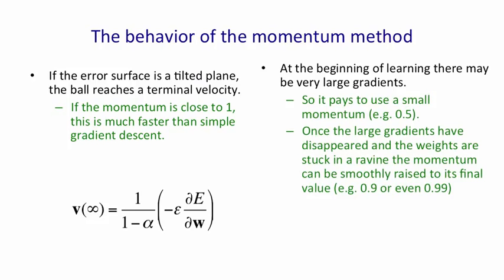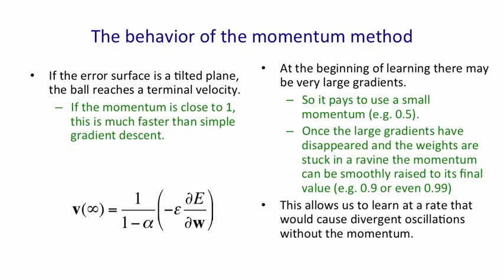So it pays at the beginning of learning to have a small momentum. It's probably better to have 0.5 than 0, because 0.5 will average out some sloshes in obvious ravines. Once the large gradients have disappeared, and you've reached the normal phase of learning, where you're stuck in a ravine and you need to go along the bottom of this ravine without sloshing to and fro sideways, you can smoothly raise the momentum to its final value, or you could raise it in one step, but that might start an oscillation.